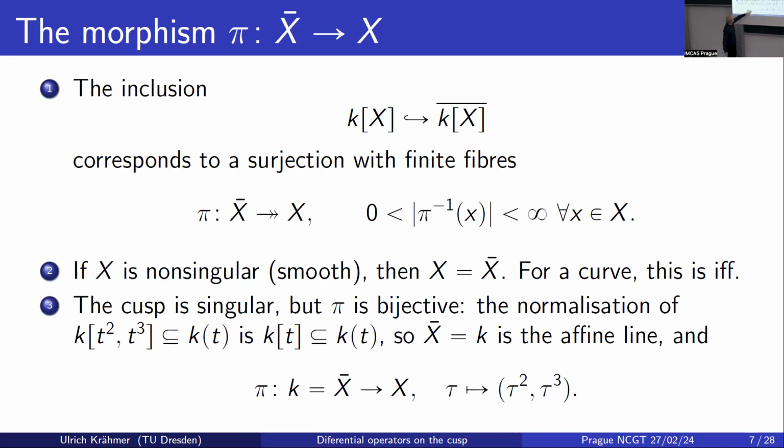Good. And in the case of the cusp, for example, as we already saw when we talked about the rational functions, the normalization of the cusp is just the polynomials in one variable, or geometrically the affine line. No? And under that identification, x1 goes to t squared, x2 goes to t cubed. And here, in fact, one sees that this map pi is even a bijection. I mean, you saw that on the picture.